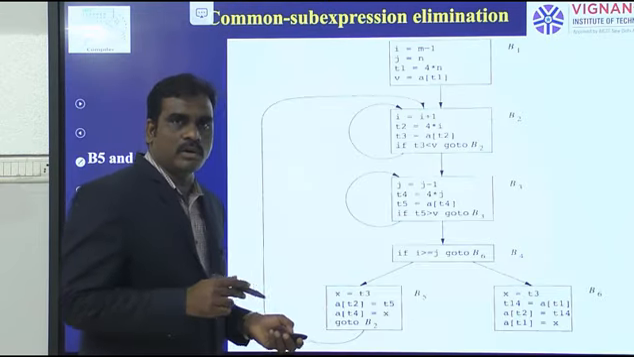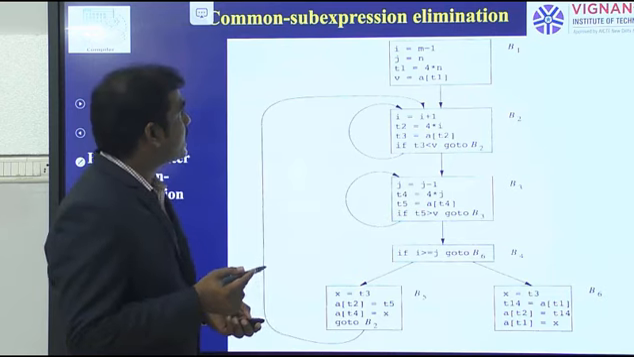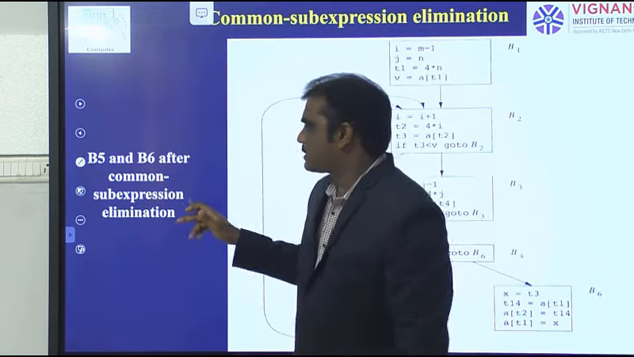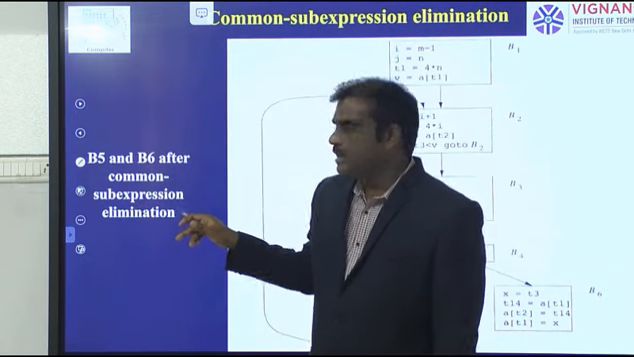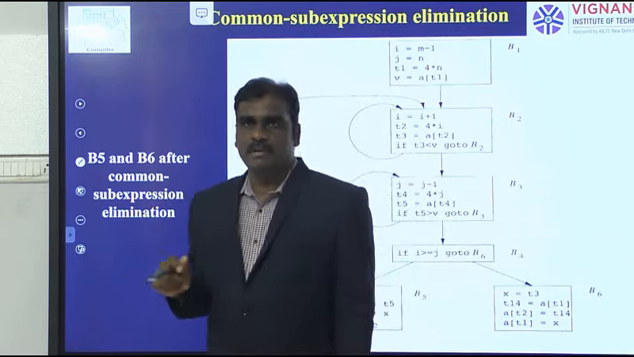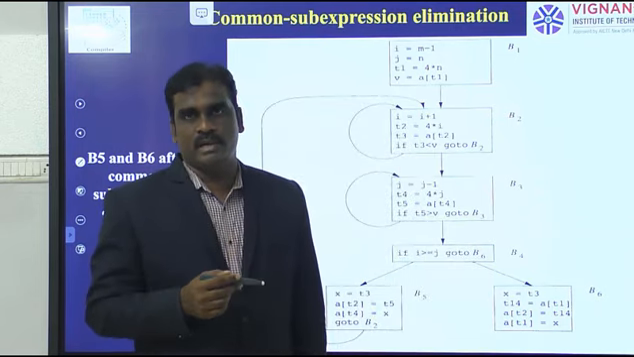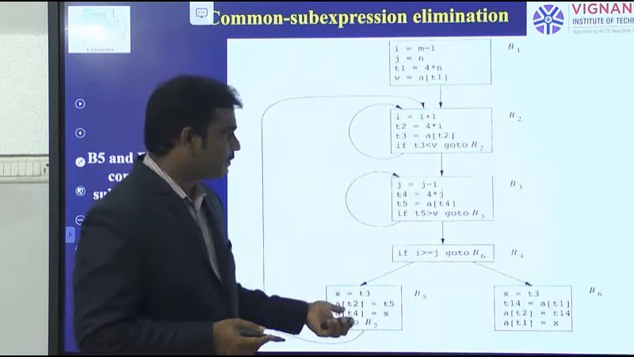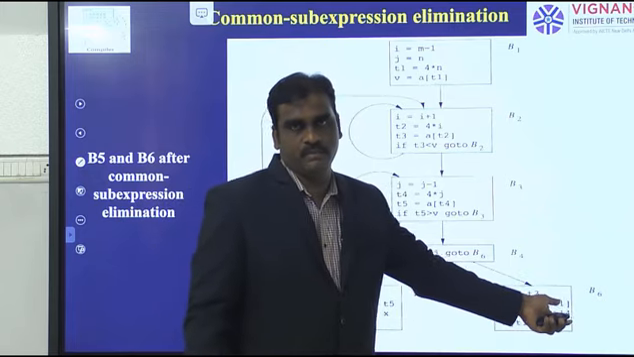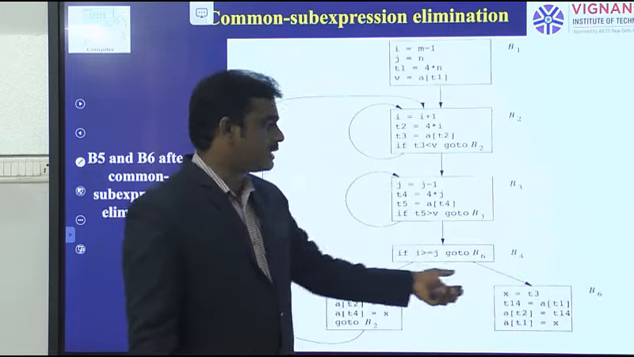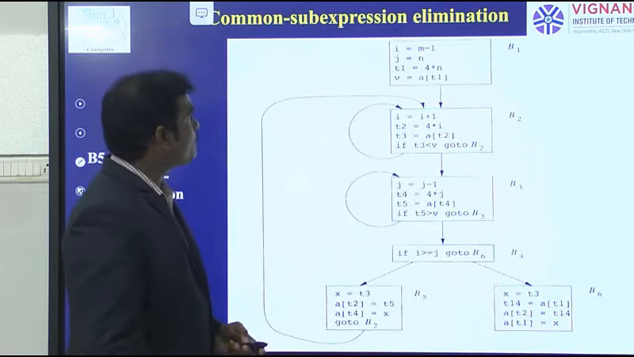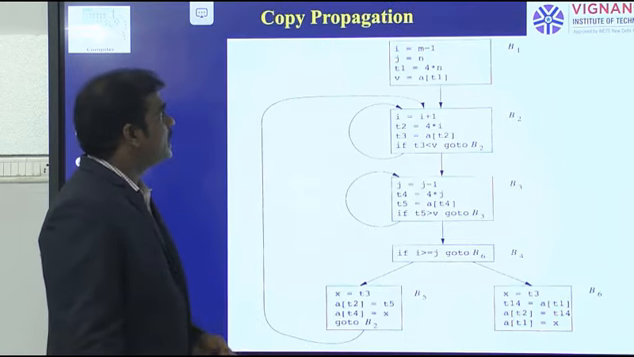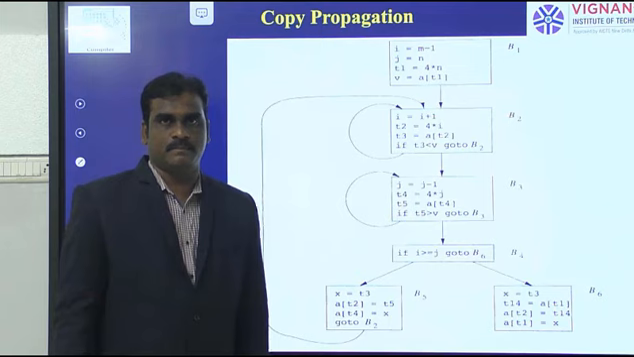After performing the local and global common sub-expression elimination, see block 5 and block 6 after common sub-expression elimination. Common sub-expression means both local and global common sub-expression elimination. This is the result. So this is block 5 and this is block 6. So this is the first point.